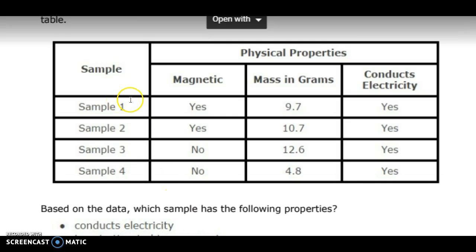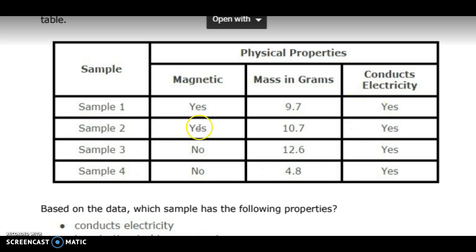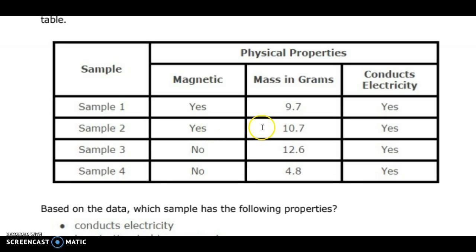Sample 1: yes, magnetic. Mass is 9.7 grams. Sample 1 conducts electricity. Sample 2: yes, magnetic. Mass is 10.7 grams. Yes, conducts electricity.